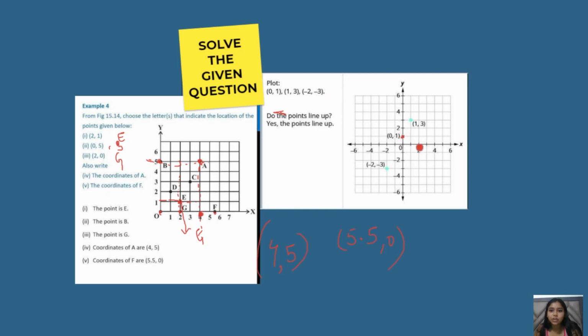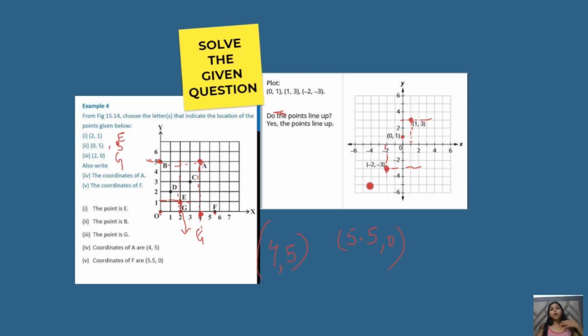Next is 1 comma 3. So this is 1. Draw the dotted line. This is 3. Draw the dotted line. This is the intersecting point. Next is minus 2 comma minus 3. This is the dotted line. This is the dotted line. This is the point where they meet.